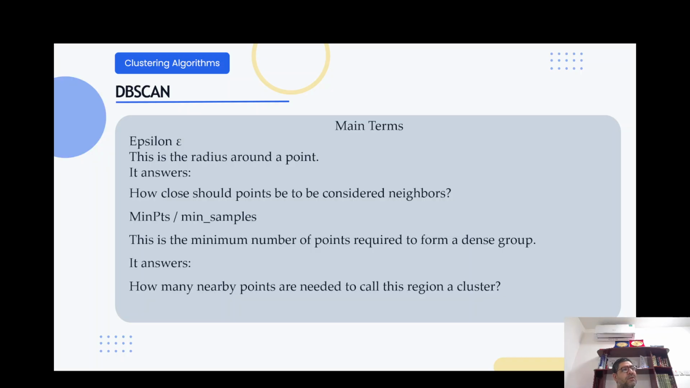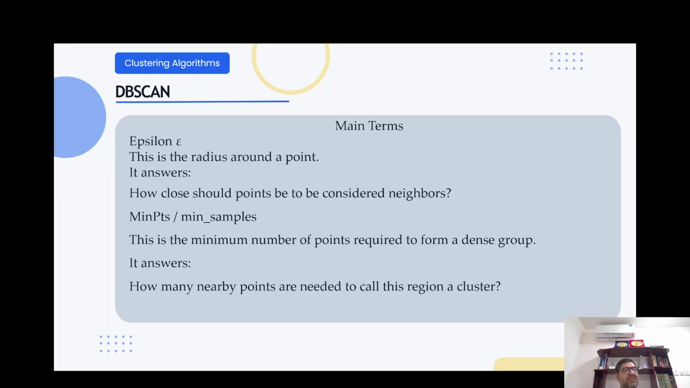If you just see DBSCAN, the main terms which are there, first of all, epsilon, which is denoted by this letter. This is the radius around a point. So what is epsilon? It answers how close a point should be to be considered a neighbor. So the value of epsilon designates how close a point should be to other points so that it can be considered a neighbor.